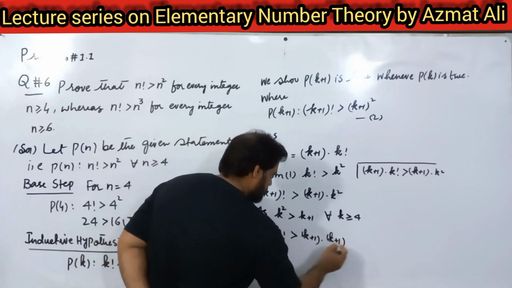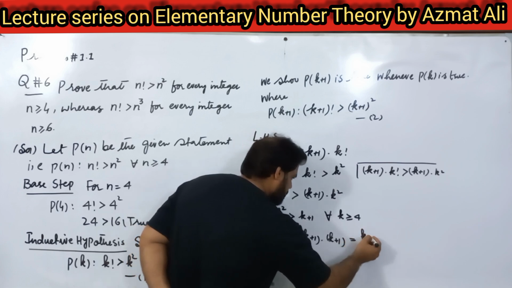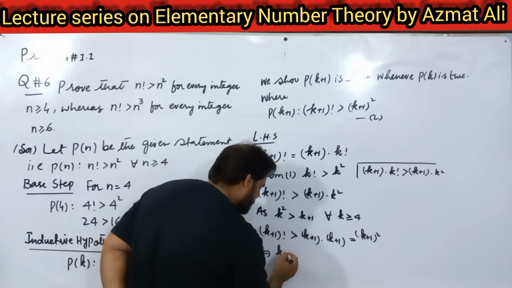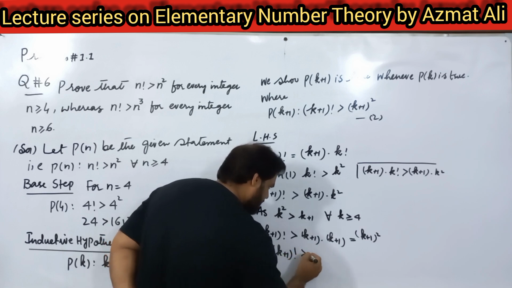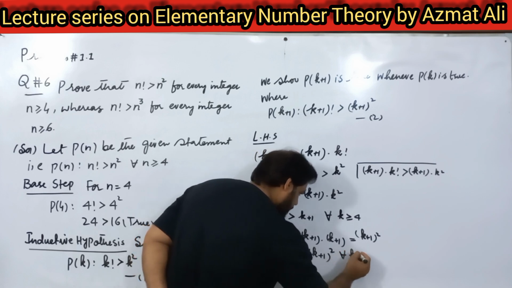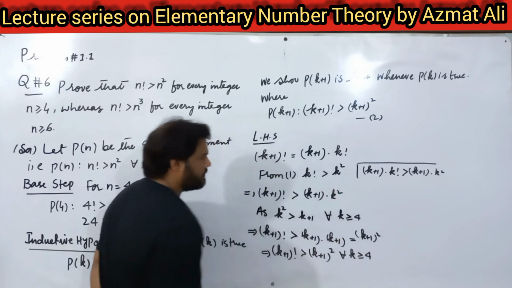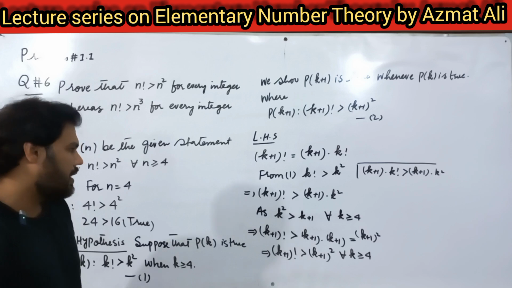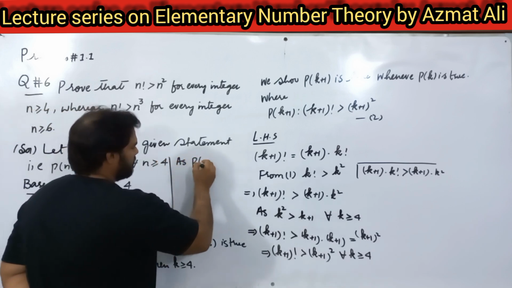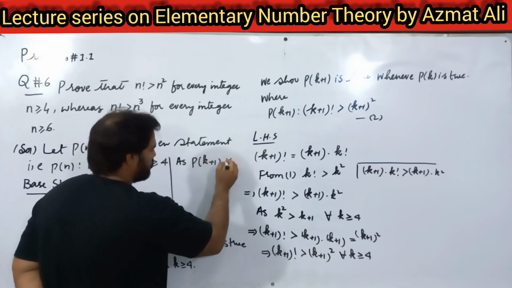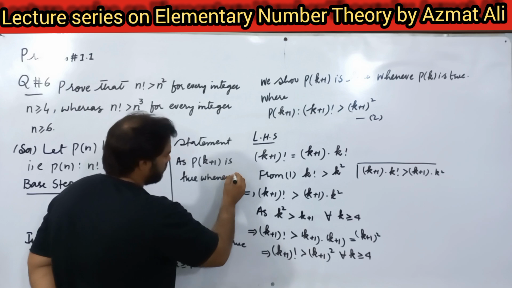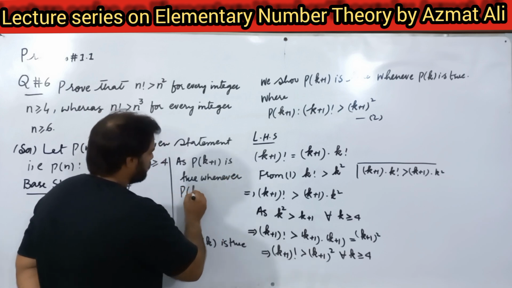That is, this is equal to (k plus 1) whole squared, and finally we can write it as (k plus 1) factorial is greater than (k plus 1) whole squared for all k greater than or equal to 4. Lastly, you will write as P(k plus 1) is true whenever P(k) is true.